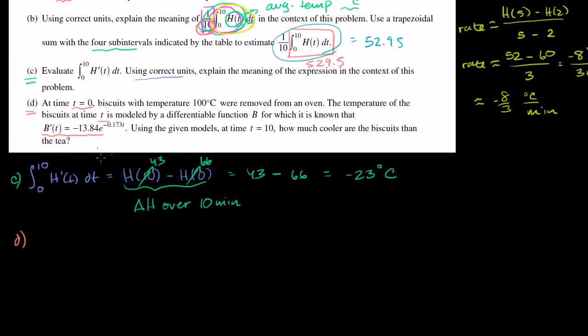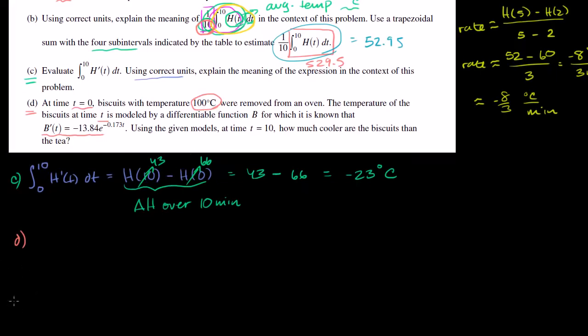Well, we know what the temperature of the tea is, so we just have to figure out the temperature of the biscuits to figure out how much cooler they are than the tea. And to figure out the temperature of the biscuits, we can essentially just use the exact same idea. We know that the biscuits started off at 100 degrees Celsius, and we can ask, how much did they cool down, or what was their change in temperature over the 10 minutes? If we know the change in temperature and we know it started at 100 degrees, then we can use that information to get what its temperature is at 10 minutes, and then we can answer their question.